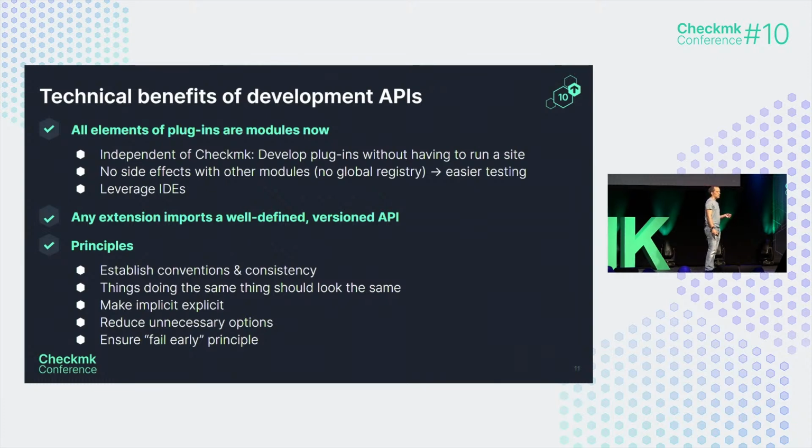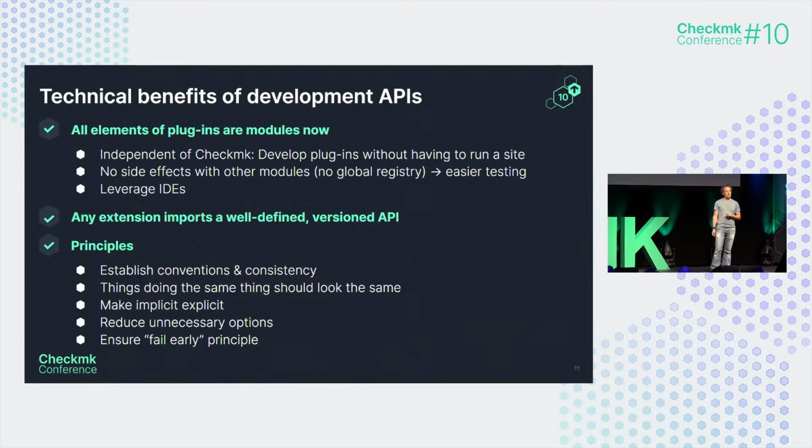Also make the implicit explicit. I think I'll come back to that in 2 slides maybe, tell you what that means. And reduce unnecessary options, because that's just a source of inconsistency. And also, over the years, we have accumulated various ways of doing things where you really actually only need one. And we've tried to consolidate those and get rid of the ones that you don't need.